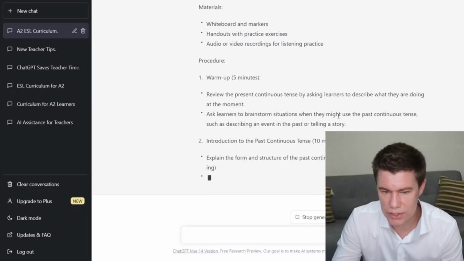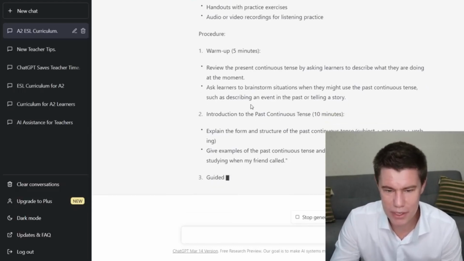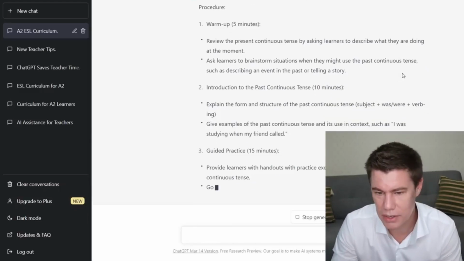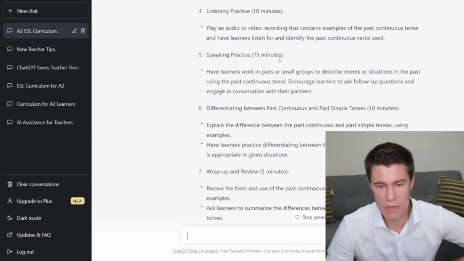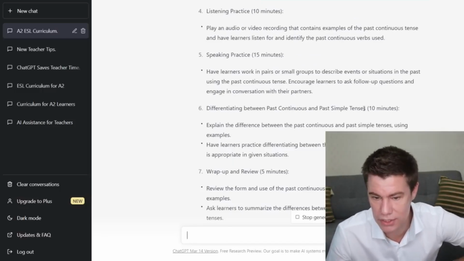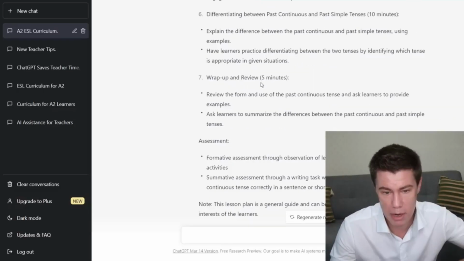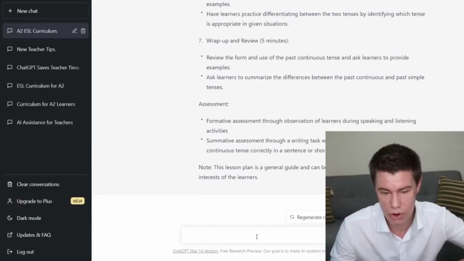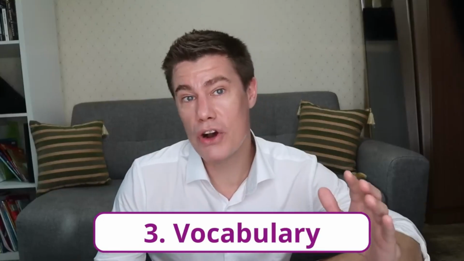Review the present continuous tense, what they are doing at the moment, brainstorm situations when they might be using the past continuous tense, differentiating between the past continuous and past simple. Good idea. Wrap up and review, and then they've also got assessment here. That brings us to vocabulary.